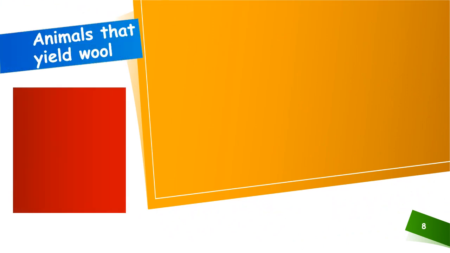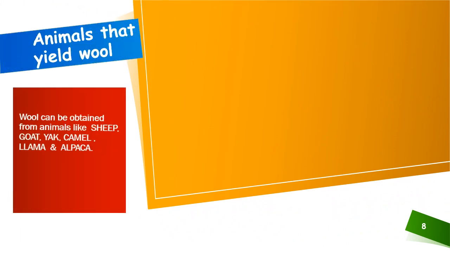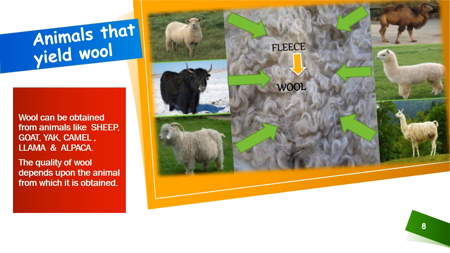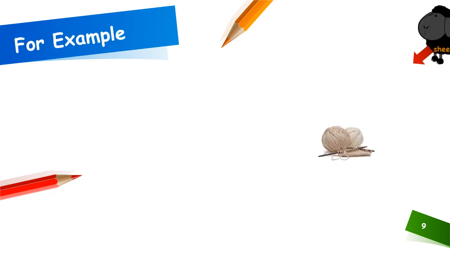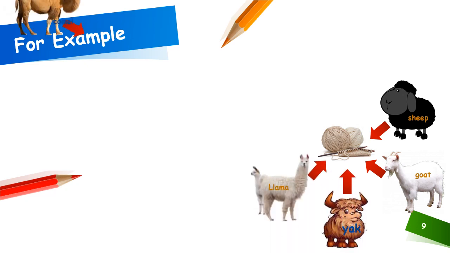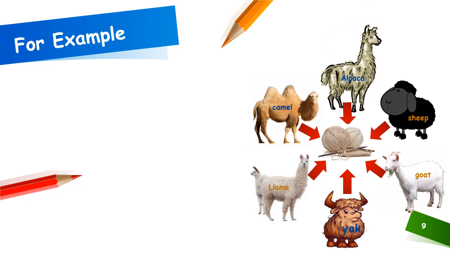Now let us see the animals that yield wool. The quality of the wool depends upon the animal from which it is obtained. Now let us see some more examples of wool yielding animals. Sheep, goat, yak, llama, camel and alpaca.